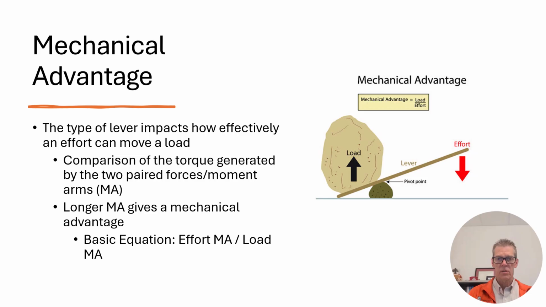So this picture shows a large load, but it's fairly close to the axis of rotation, so there's a shorter moment arm. The effort is applied way out distally on this lever, so we've got a much longer moment arm, and that gives us a mechanical advantage. If you go back to that equation I talked about in Module 2, torque is equal to force times the moment arm. So if we have a long moment arm, we can move a lot of mass on the other side of the lever.